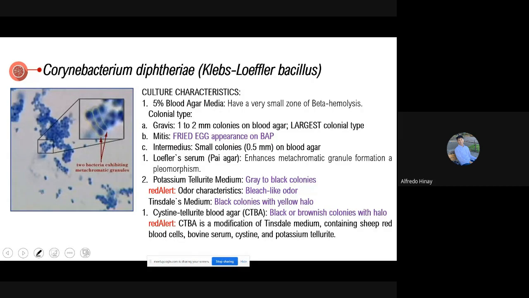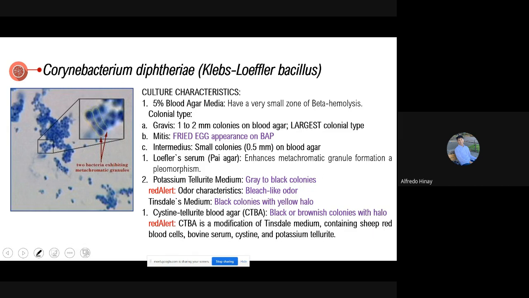Then you have your potassium tellurite medium. The colony characteristic is gray to black colonies because, take note class, meron siyang tellurite. Pag may tellurite yung mga agar class, always expect that the color of the colony is black. And then, good thing about your potassium tellurite medium, it will also produce a specific hallmark, another characteristic of bleach-like odor class. Okay, bleach-like odor.